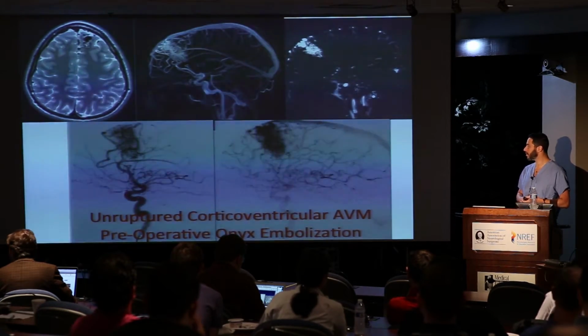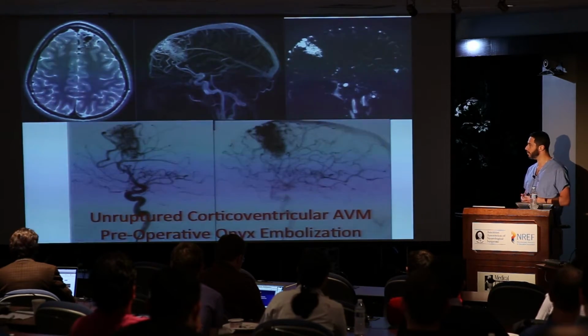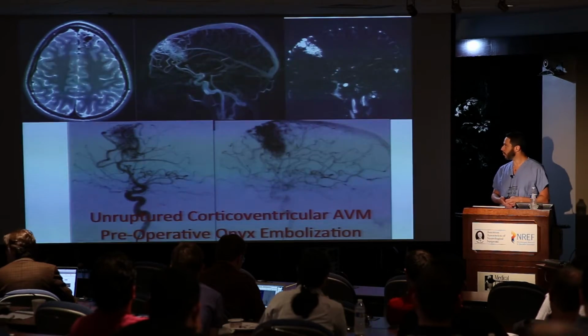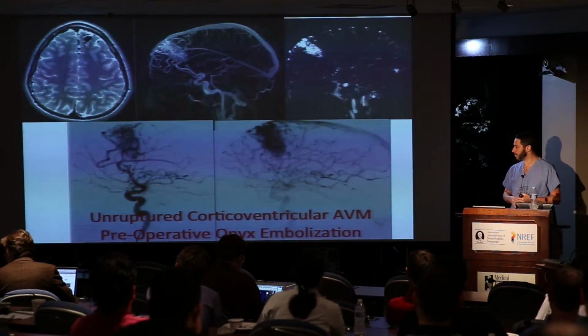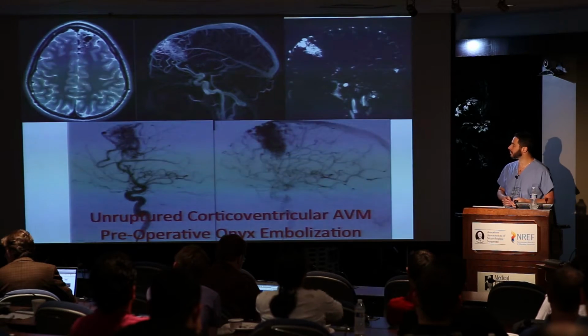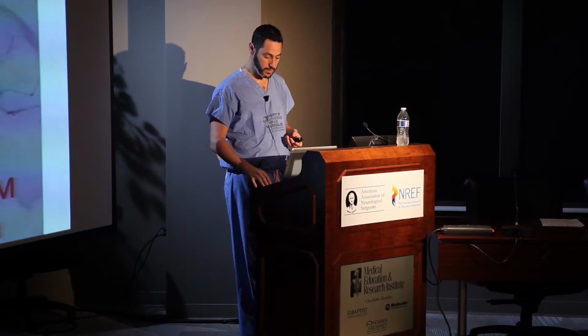This is a 14-year-old kid with a corticoventricular AVM, pretty large volume, primarily cortical venous drainage up to the superior sagittal sinus. There's some deep drainage in the inferior sagittal sinus, deep venous system. Okay, so when I look at this AVM, it's pretty large volume.